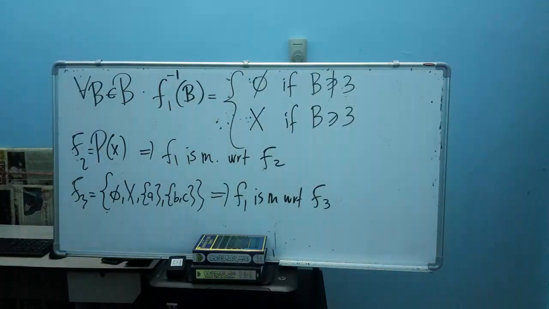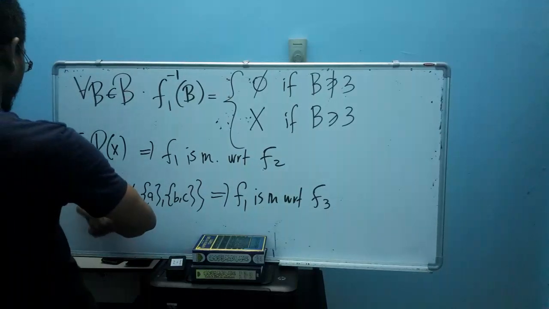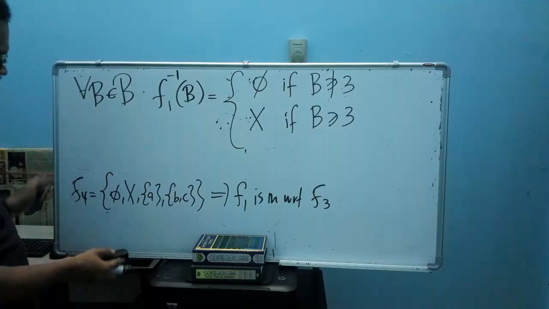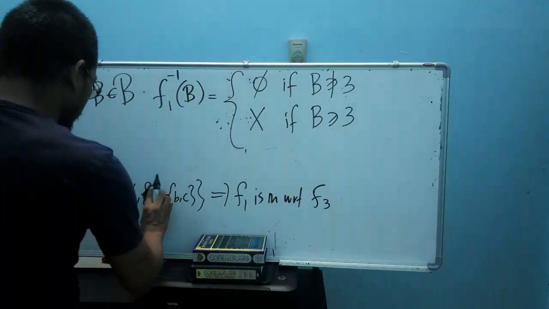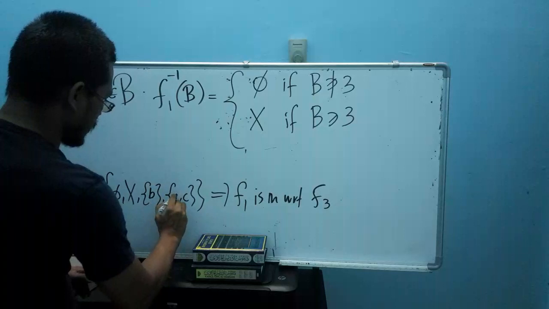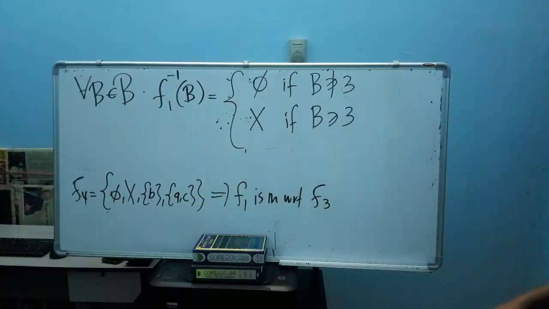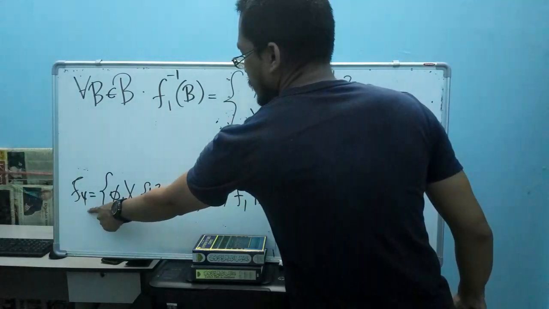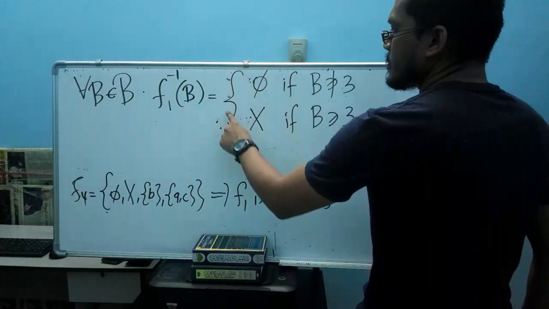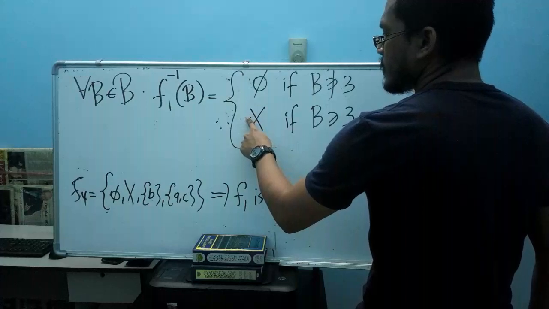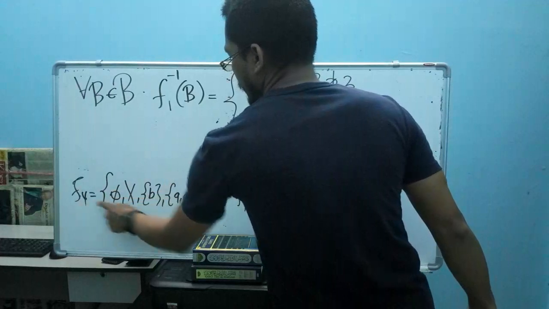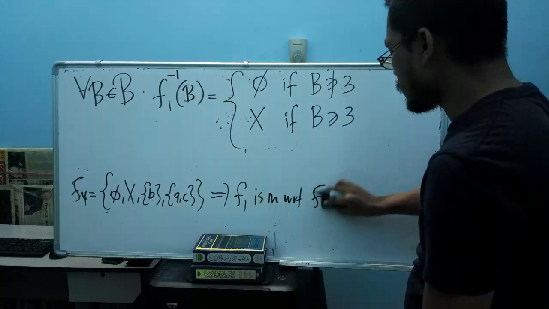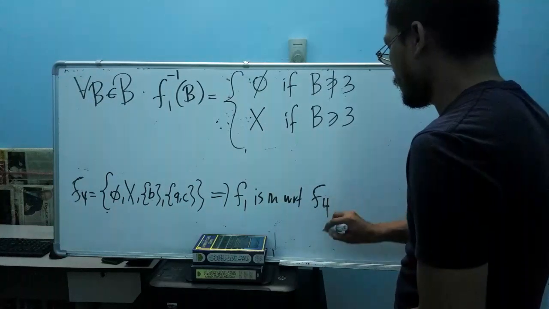Next, let's consider F4, the fourth algebra. What is the fourth algebra? I think I have this one, right? So I will have B, and then I will have E here, B and E. Now we want to check whether our F1 is measurable with respect to this algebra or not. The pre-image of all Borel sets is empty set and also X. Empty set is an element of this algebra, X is an element of this algebra. Therefore, F1 also is measurable with respect to this algebra.